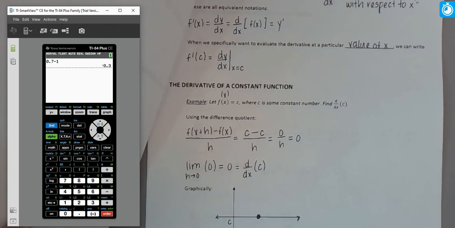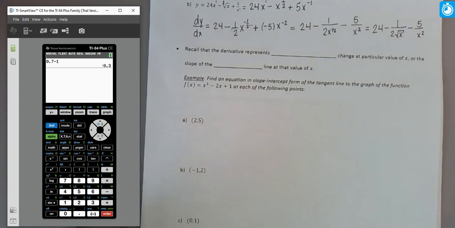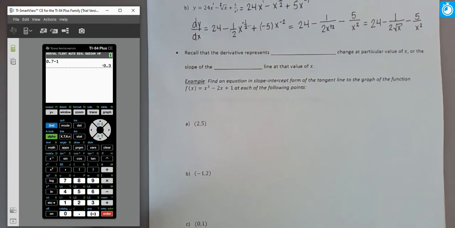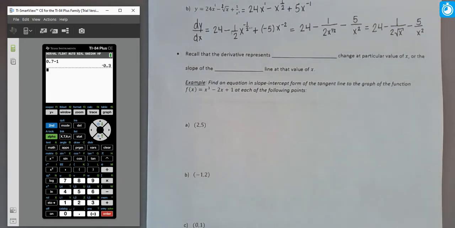So all of these rules that we've looked at do in fact come from the difference quotient, but evaluating them using the difference quotient is just a little bit more complex than we're really ready for. So we're going to use these rules, and as you can see, they're going to be pretty major time savers. So let's take it one step further.